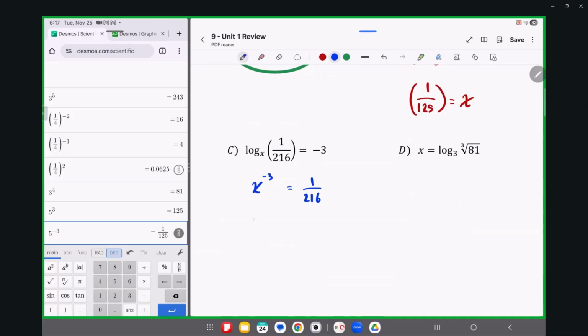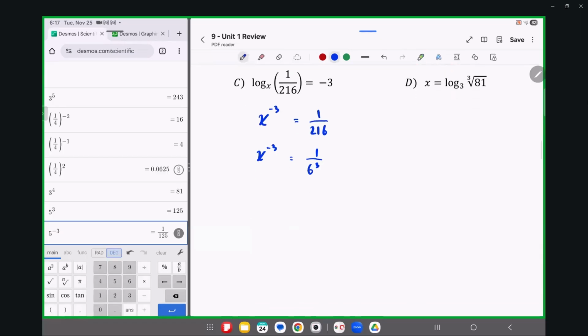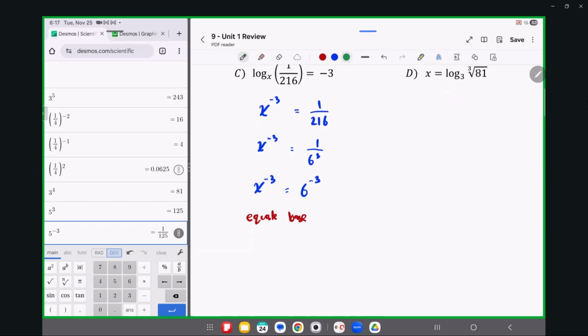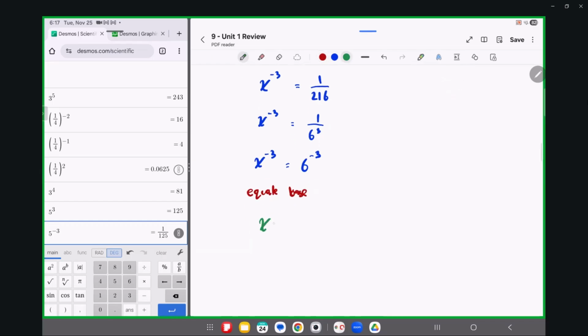1 over 216 is the same thing as 1 over 6 to the power of 3, because we saw that one from earlier. We can then rewrite this as x to the power of negative 3 is equal to 6 to the power of negative 3. And if you notice here, the exponents are the same, so we can equate the base. And we can see that x will actually just be equal to negative 3.